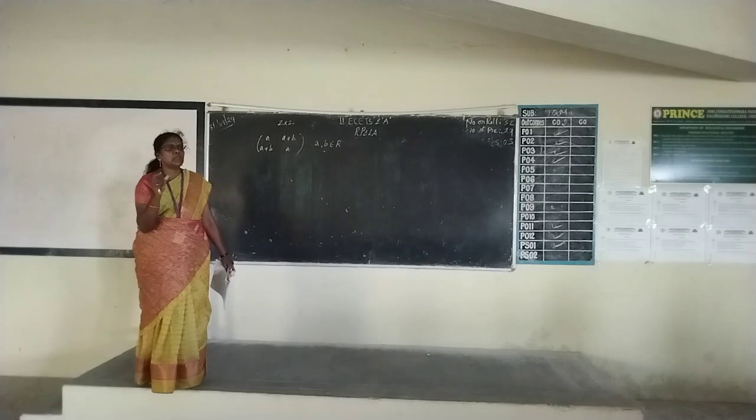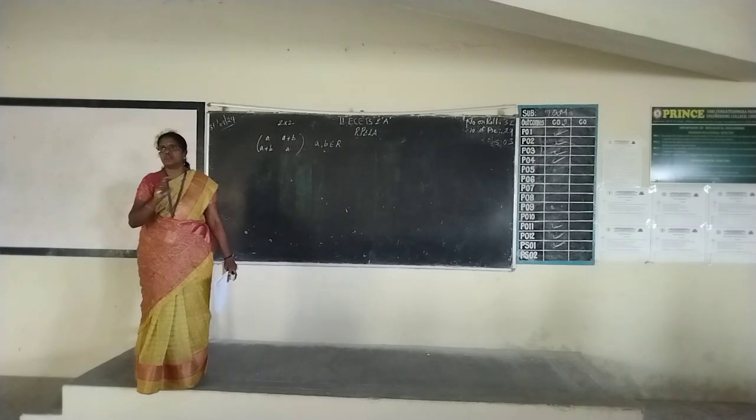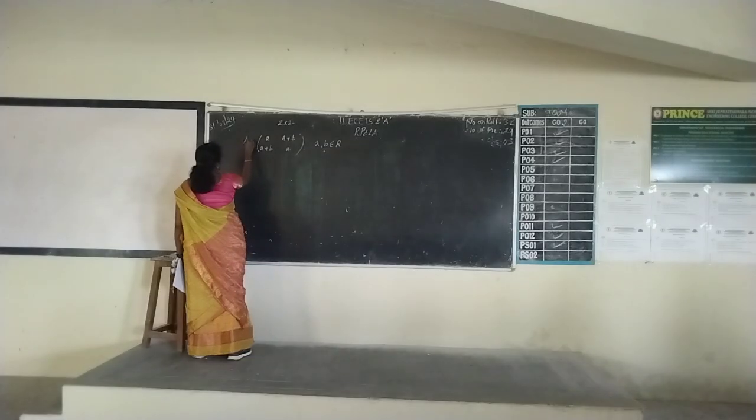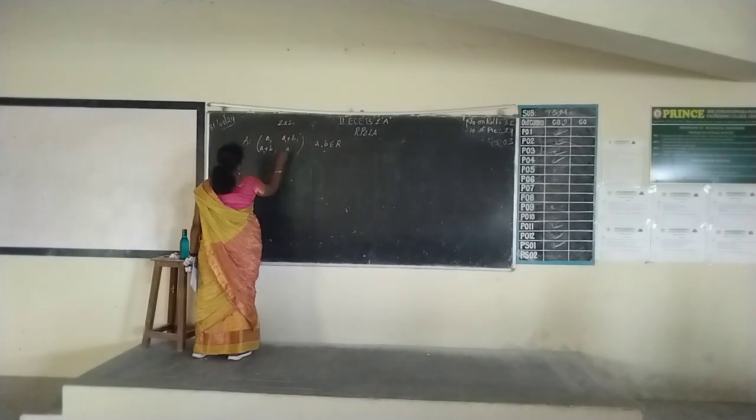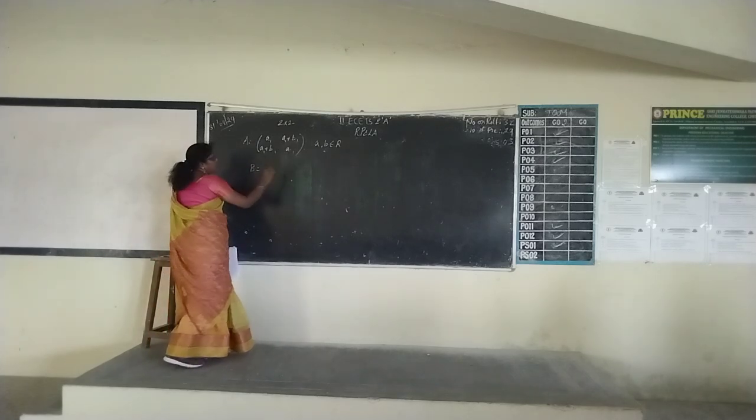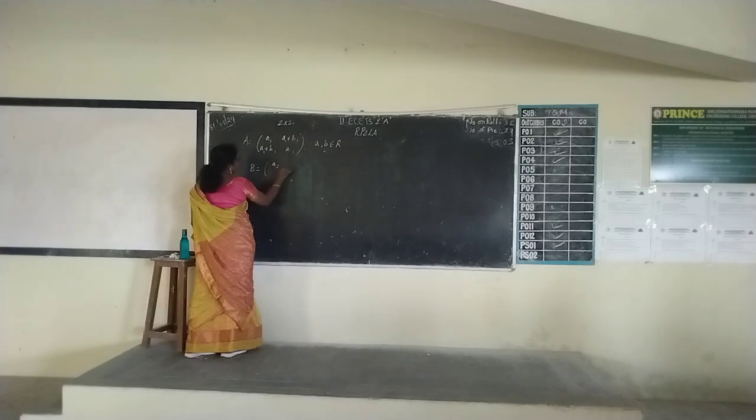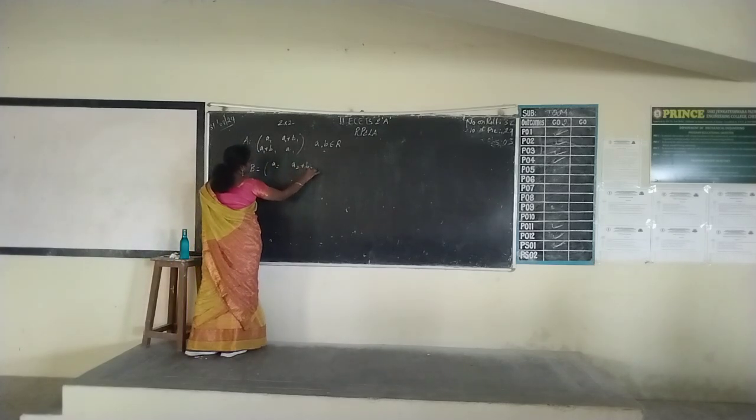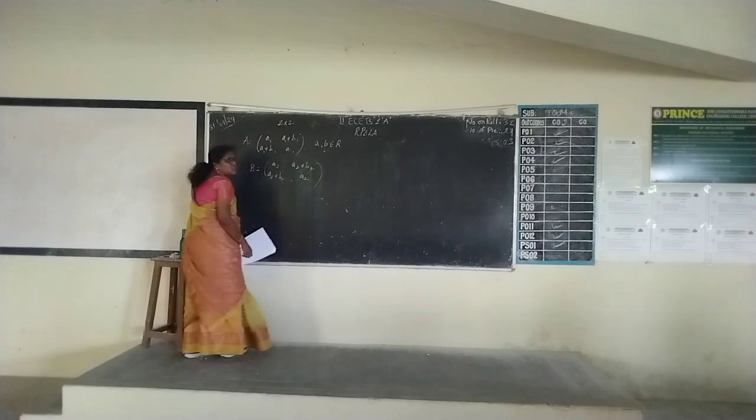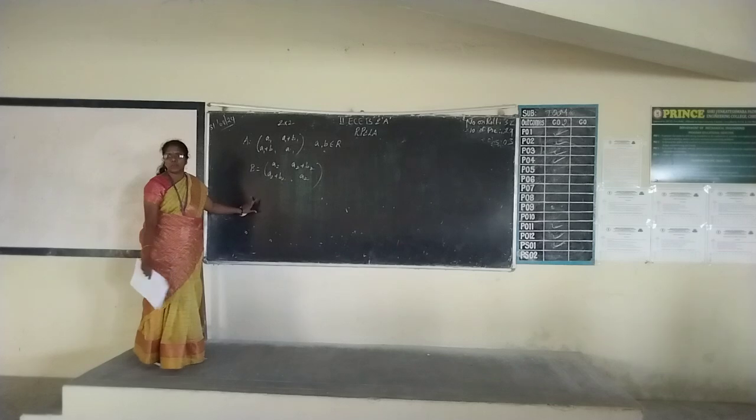So assume that all the elements of the set are in this format. You should not choose any other format. For example, I assume this to be the matrix A. What should be my matrix B? What will be the next element B? A2 plus B2, A2 plus B2, A2. So the elements of the set will be only in this format.